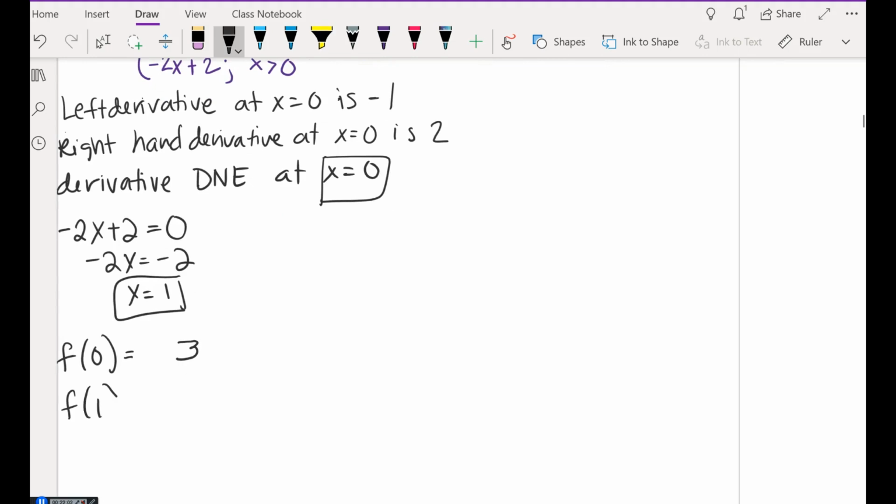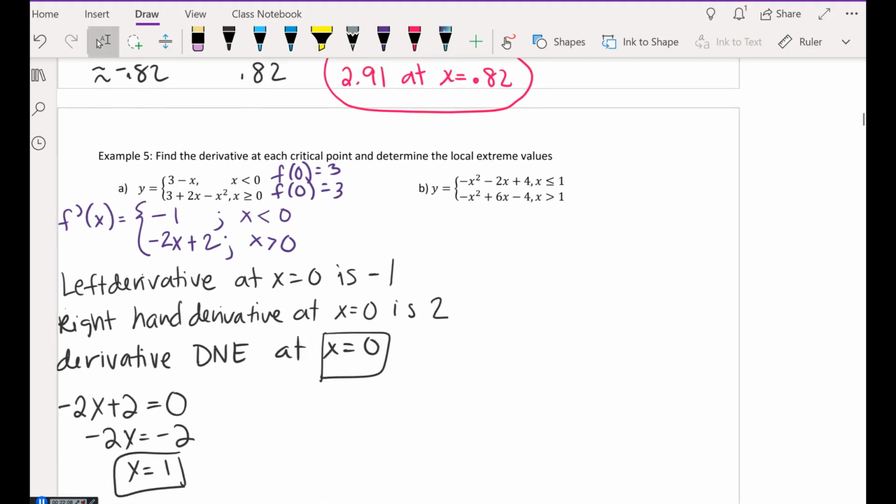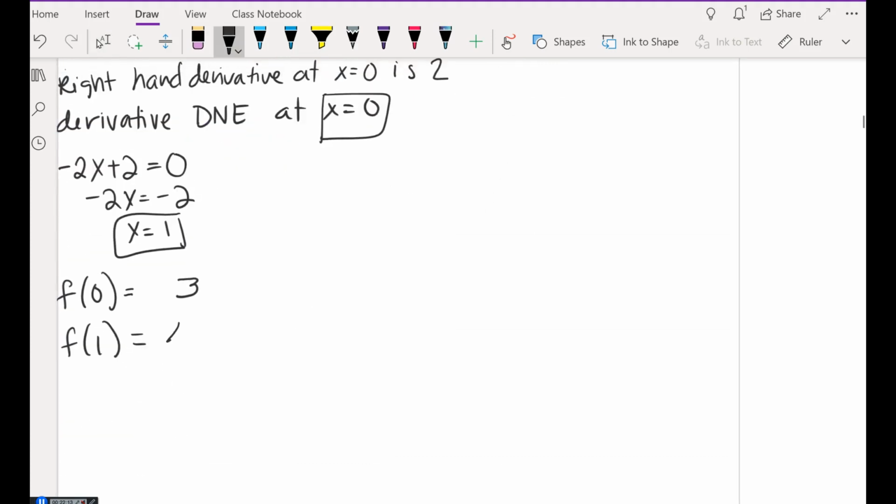And then f of 1, which piece, first or second? It's still the second. So 3 plus 2 is 5, minus 1, so that's 4. Can you see right away whether they're both max, both min, one max and one min, or neither?